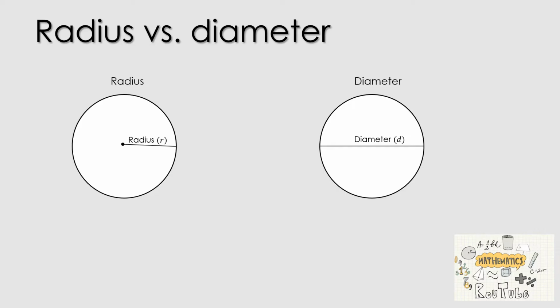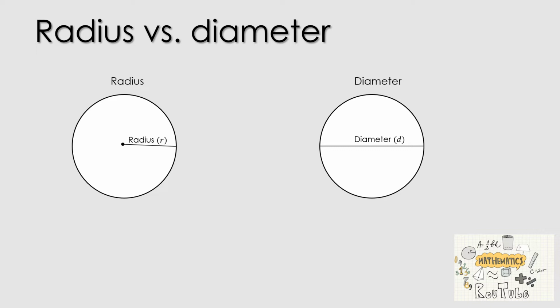Okay, so it's really important to understand the difference and the relationship between the radius and the diameter of a circle. As we can see on the left side, the radius is from the center point of a circle to the outside. Now it can go to any part of the outside as long as it begins from the middle and makes its way to the outside. So there's just one example of a radius.